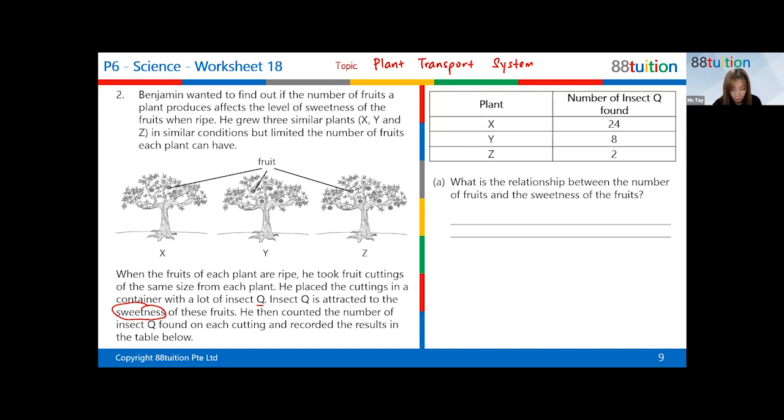So for the fruits from plant X, there were 24 insects. Then the fruits from Y, there are 8 insects. And then for the fruits on Z, only 2 insects. So what do you think? What is the relationship between the number of fruits and the sweetness of the fruits?